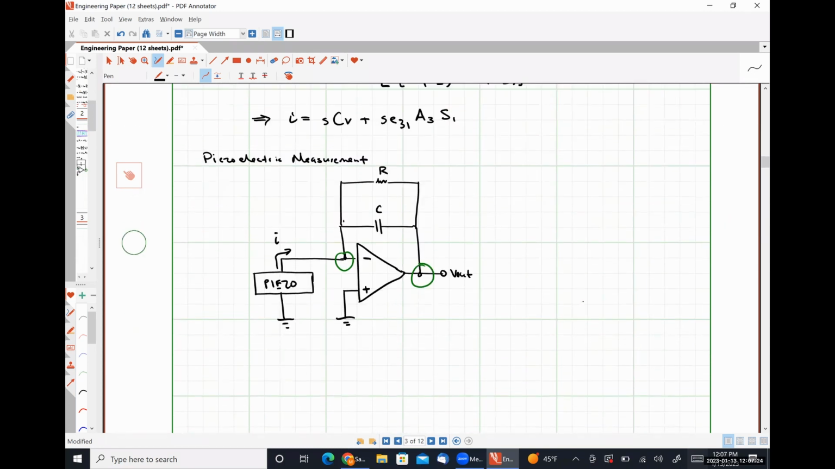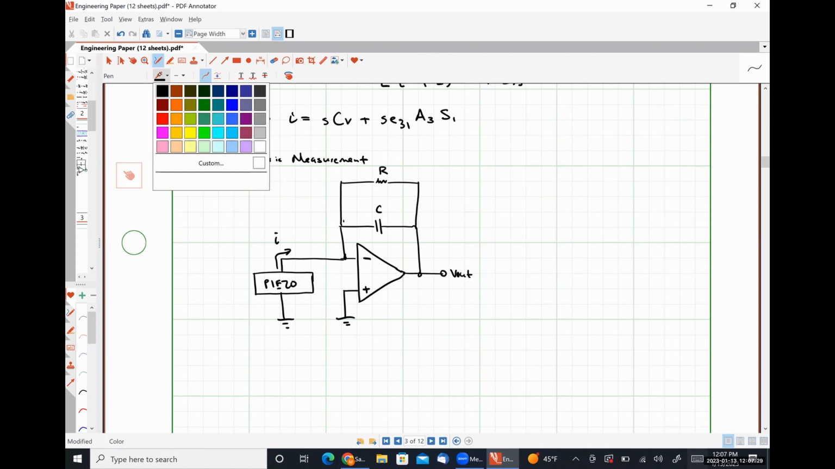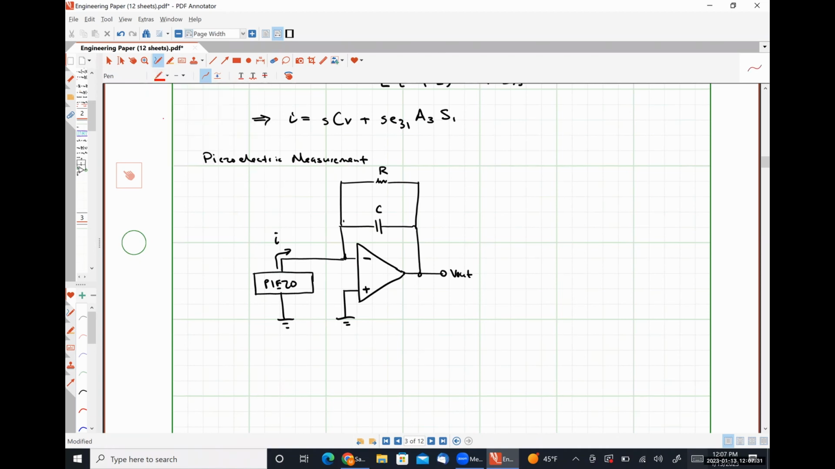Okay, so I'm going to label a couple of things here so we can figure out what's going on. This current is 0 amps, and this current is 0 amps because we know that no current can flow into the input terminals of the op-amp because of its very large input resistance.